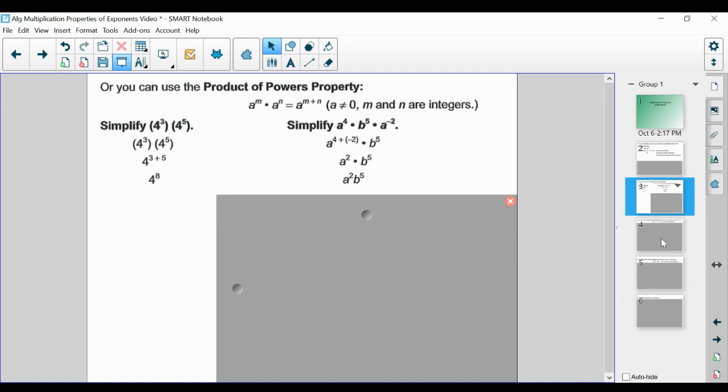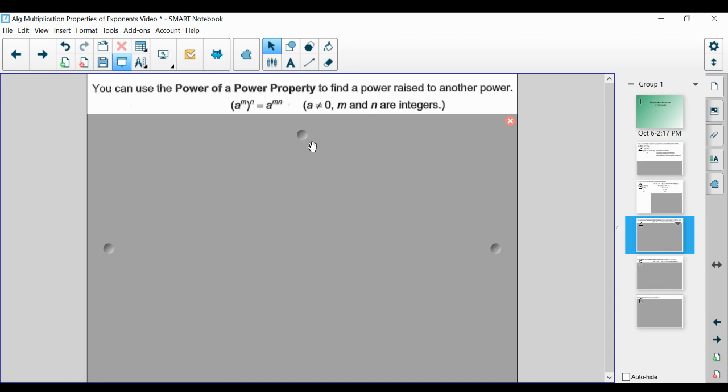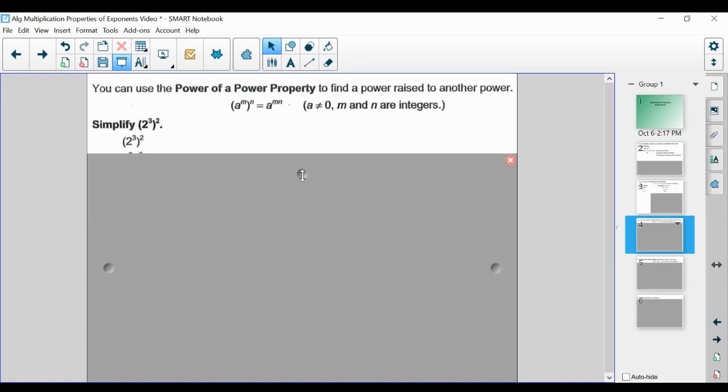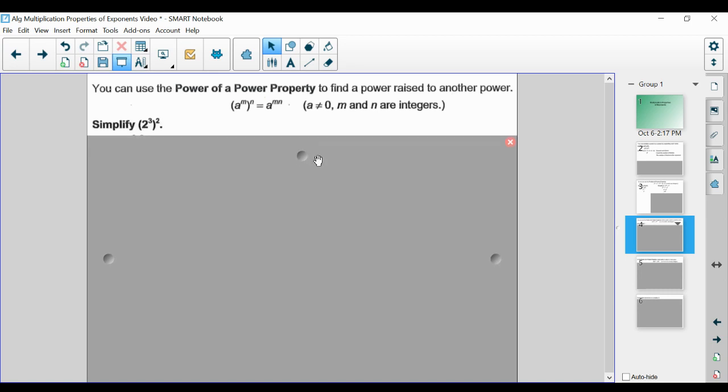We also can use what is called the power of a power property. Try saying that 5 times fast. I know I can't. What this means in the algebraic representation is a to the m, inside a set of parentheses, and that whole quantity is getting raised to the nth power. What we can do is we'll have the same base of a raised to the m times n power. So let's go through a couple different examples. On the left-hand side, we're going to be starting with 2 to the third inside a set of parentheses getting squared, getting raised to the power of 2.